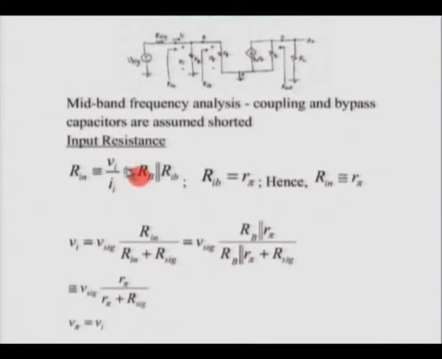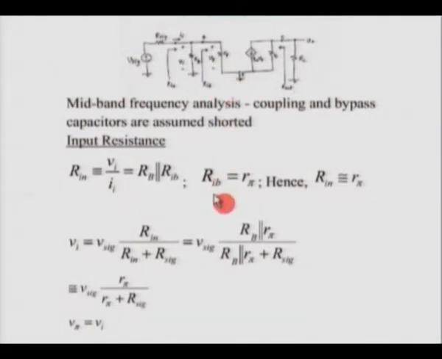Rin we defined as Vi by Ii. In this particular circuit we see that Ii is the current flowing, and Vi is the voltage across Rb. Therefore the input resistance Rin is nothing but Rb parallel to Rib. Rib, as we see here, is nothing but R pi, which we would have determined, and we know that Rb is generally quite high compared to R pi. R pi would typically be of the order of 1 kilo ohm or so, or sometimes even less, depending on the value of the collector current and the beta.